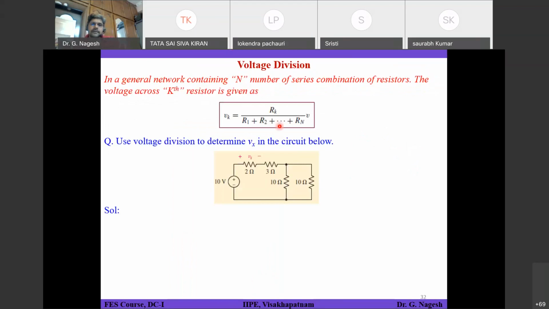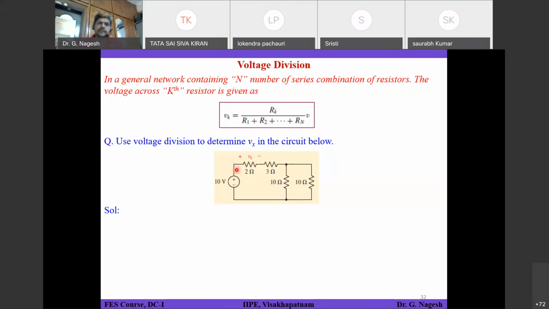Instead of R1, you have n resistors, R1, R2, R3, and so on up to Rn. So if you want to find one specific voltage, Vk is equal to Rk times the total voltage divided by the sum of all the resistors, R1, R2, R3, and so on up to Rn. I hope this is clear.